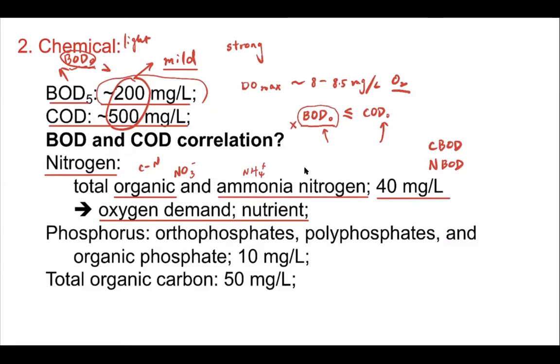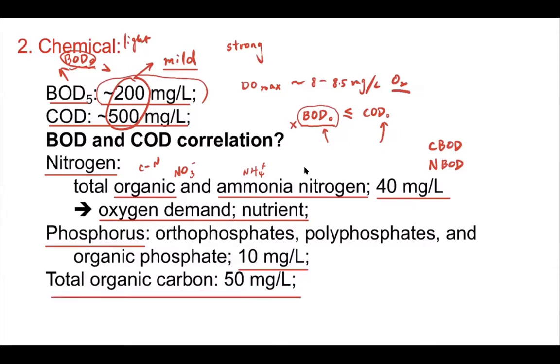Another nutrient that we learned about is phosphorus, right? Phosphorus can exist in many forms or chemicals, for example, orthophosphates, polyphosphates, and organic phosphate. Their concentration is under, let's say, tens of milligram per liter. There's also total organic carbon, which is around 50 milligram per liter, right?